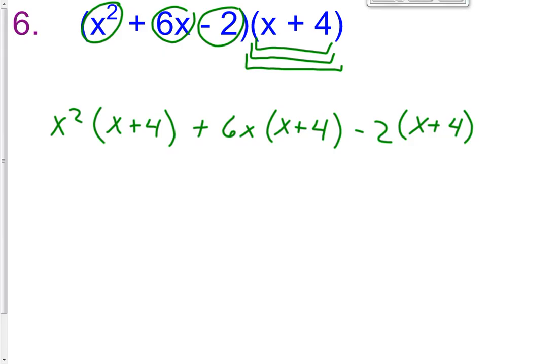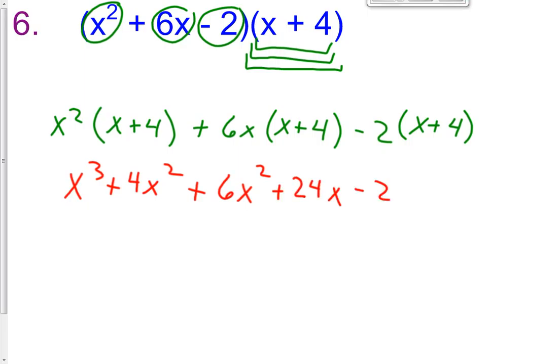x squared times x is x cubed. x squared times 4 is 4x squared. Plus 6x times x is 6x squared. 6x times 4 is 24x. Distributing the negative 2, we get a negative 2x, subtract 8.